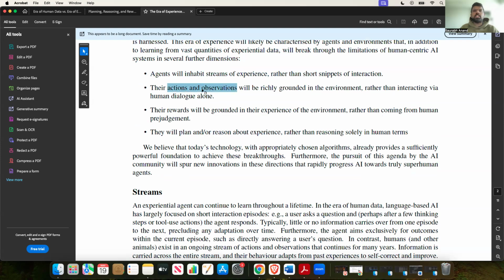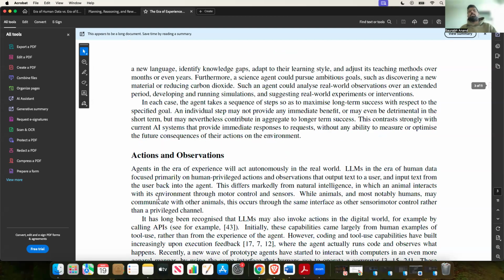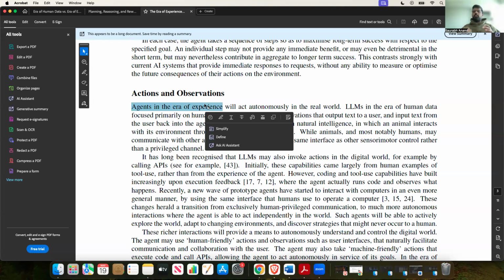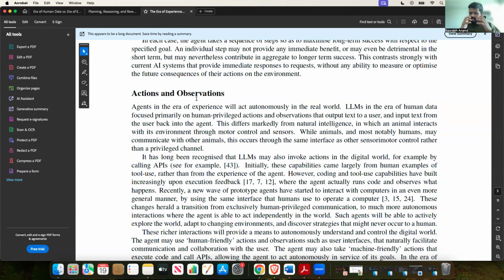Now let's go to actions and observations. How will actions and observations look in the era of experience, right? The paper says agents in the era of experience will act autonomously in the real world. So it's hinting at a way of getting out of this language-only interaction, which is what AI systems look like right now. For us, it's limited to interacting with LLMs through text, and that's what we think an AI system is. But now we are slowly but steadily getting a teaser, a glimpse into how experiential learning will look.